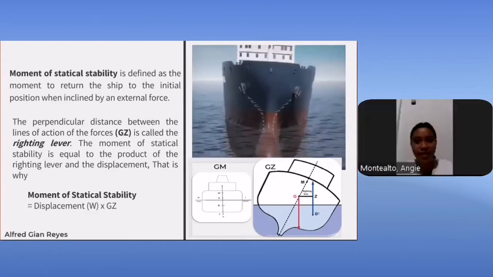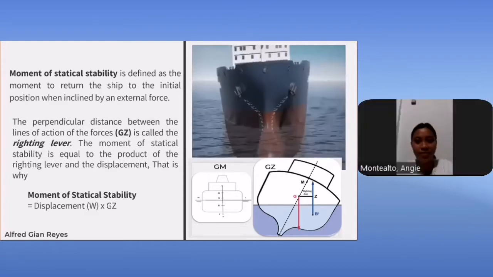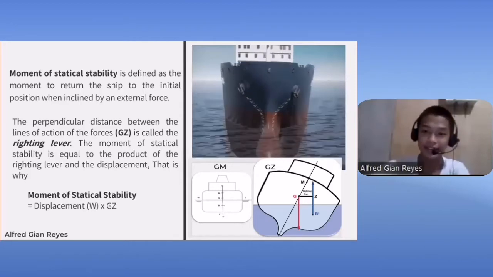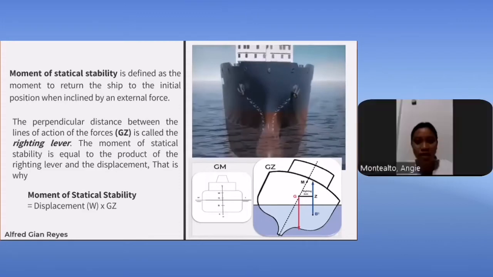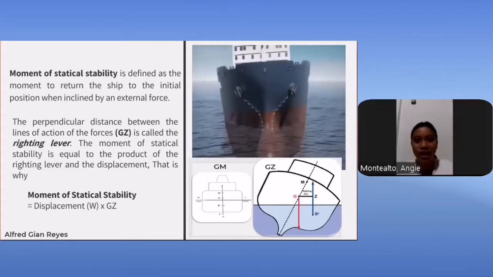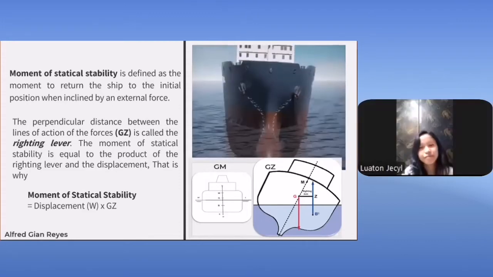So what do you call the perpendicular distance? We call that the GZ, or the righting lever. Okay, very good. Next slide.